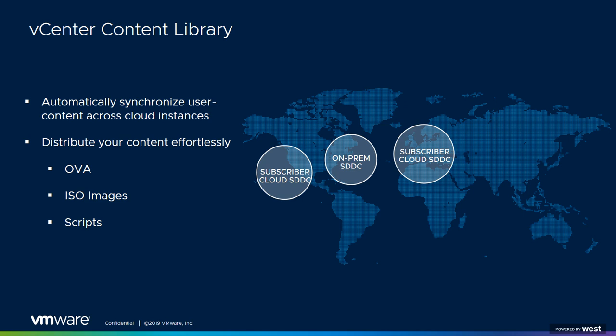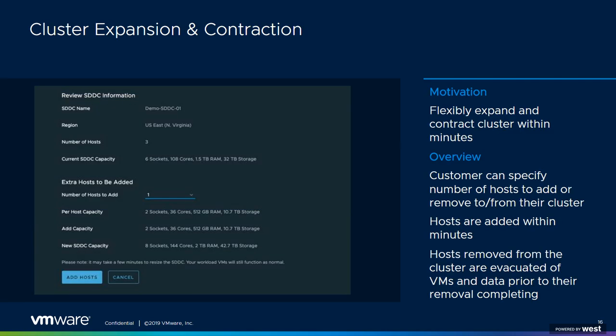And then one of the key things to keep in mind is vCenter Content Library. So this allows you to automatically synchronize your user content across multiple cloud instances. So think about having your on-premises environment where you're being able to distribute your content effortlessly. So maybe this is with your OVAs, your ISO images, scripts, templates, whatever the case might be. Now you have a quick, easy way to manage that all centrally while just giving your SDDCs access to that content library and sharing that information when needed.